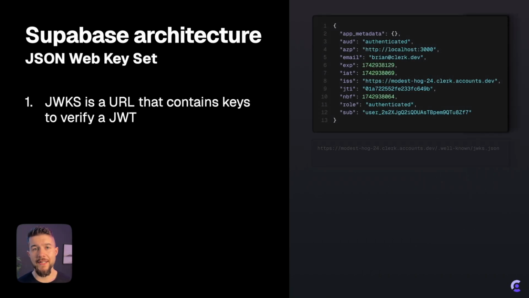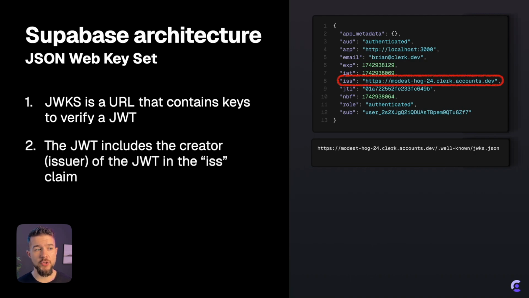Every Clerk application has a dedicated endpoint that hosts this public key that can be used to verify the authenticity of tokens created by Clerk. Now, I also have the claims of a token on screen as a point of reference, and you'll notice that the ISS value, which is shorthand for issuer, contains the URL of the service that created the token, which corresponds with where a service provider can access the JWKS endpoint in order to verify these tokens.